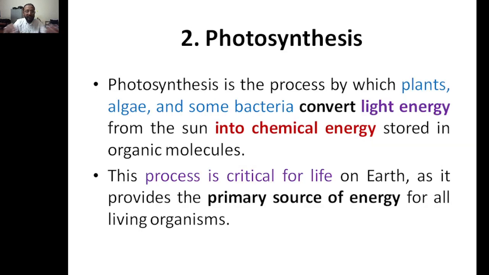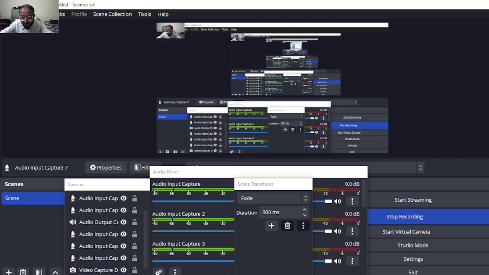Photosynthesis we will discuss in the next class.